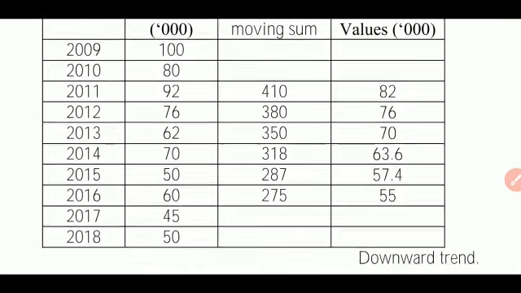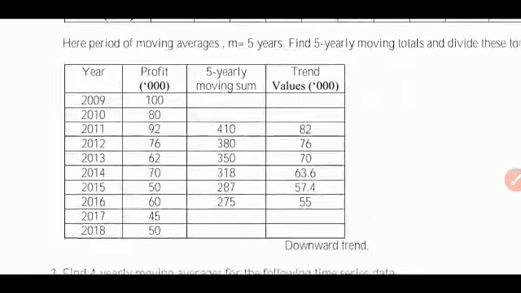Now let us see the trend values. If you observe, the first value is 82, then comes 76, then 70, 63.6, 57.4 and 55. Here in this particular example, the values are in decreasing order, so we term it as a downward trend. So this is an example for 5 yearly moving averages. So 3 yearly and 5 yearly, everything is the same, only the figures change.